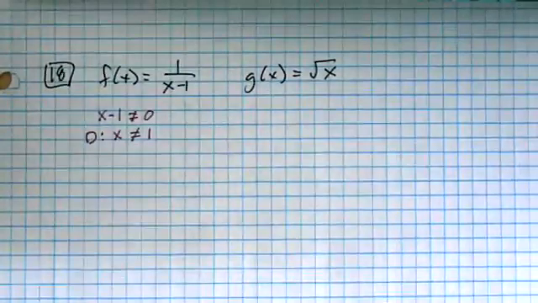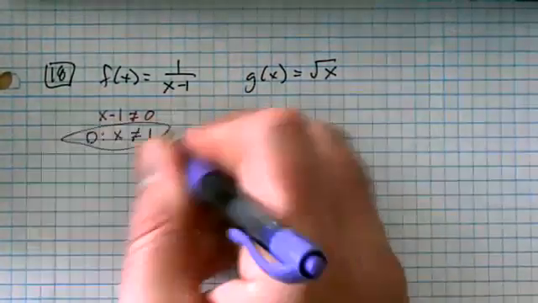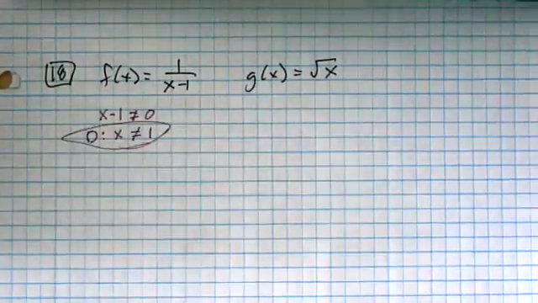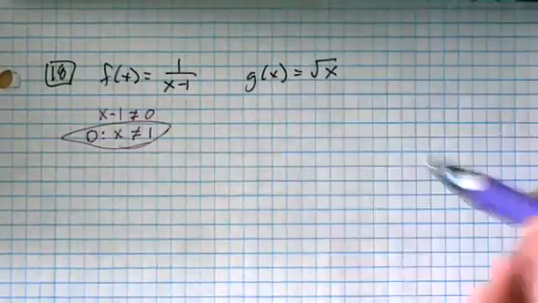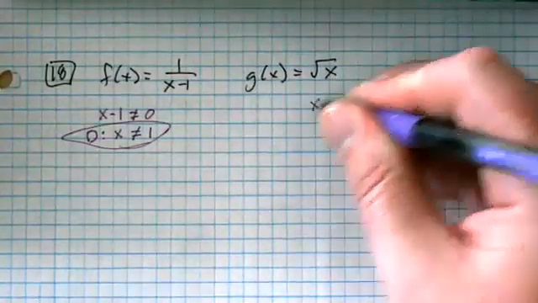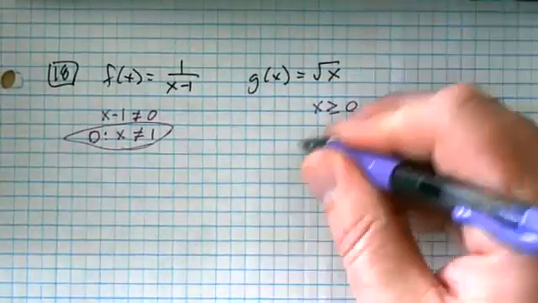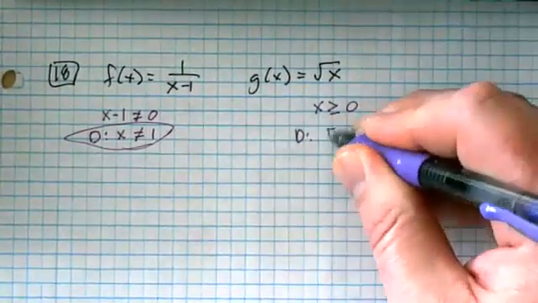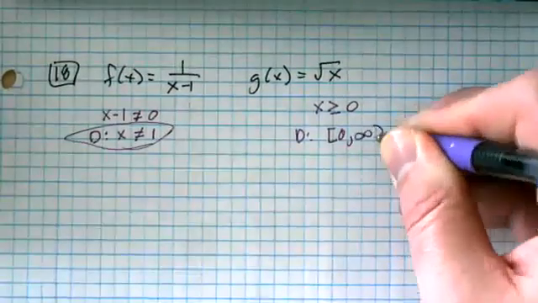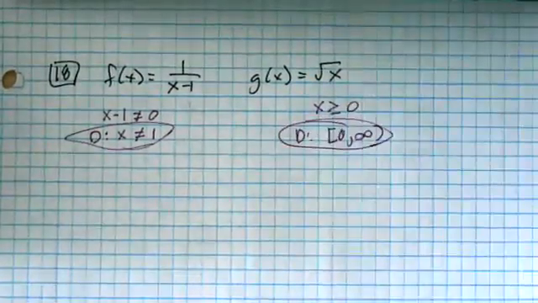So we'll keep that in the back of our head. And for g, my domain, what do we see? I see an x, it's inside of a radical, so it must be greater than or equal to 0. So my domain here is going to be 0 up to infinity. We'll keep that in mind also.